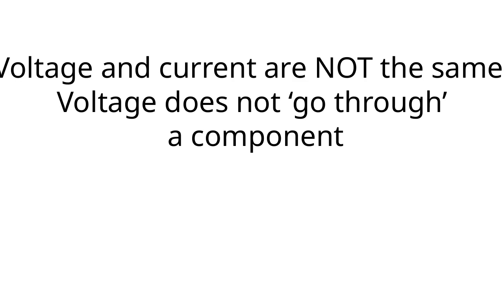Voltage is the electrical potential difference between 2 points, and it doesn't actually travel through a component like current does. Instead, voltage exists across the terminals of a component, creating the push that drives current to flow. So, when we say voltage doesn't go through a component, we mean it's not something that moves along the circuit path. Rather, it's the energy per coulomb that causes the electrons, or current, to move through the component. Understanding the difference is key to fully understanding electricity.